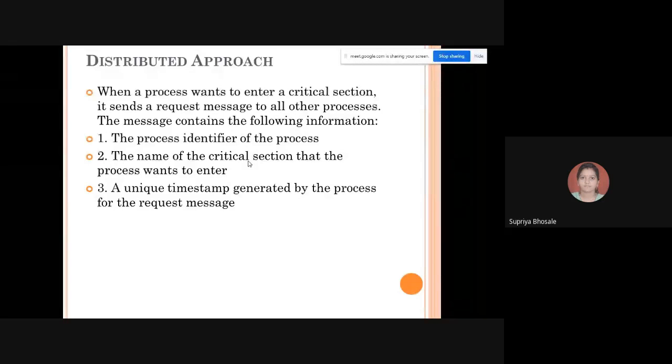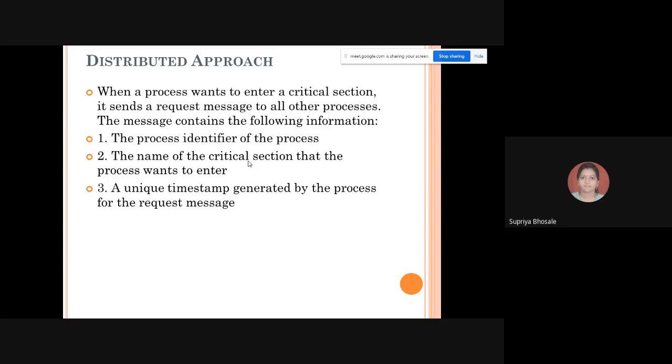So in case of the distributed approach, the decision making for mutual exclusion is distributed across the entire system. That is, all processes that want to enter the same critical section cooperate with each other before reaching a decision on which process will enter the critical section. The algorithm for this is derived by the scientist Lamport again.